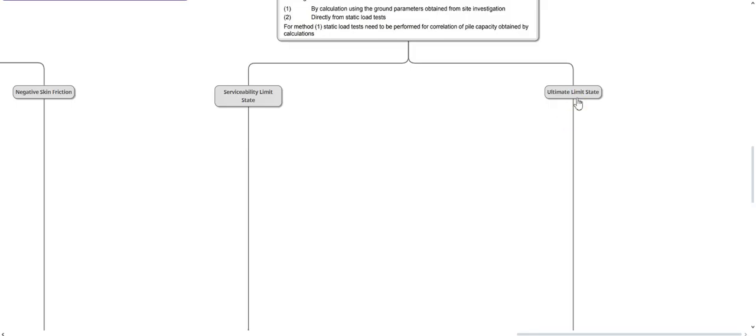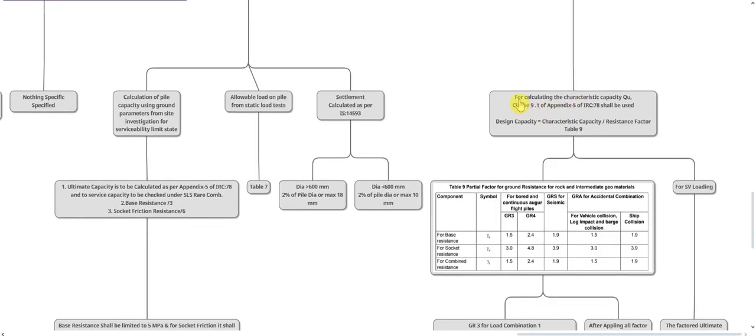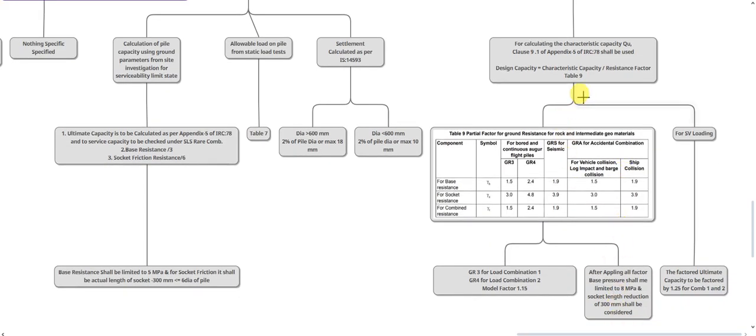Moving on to the ultimate limit state, it says for calculation of the characteristic capacity QU, clause 9.1 of Appendix 5 of IRC 78 shall be used, and the design resistance or the design capacity is equal to the characteristic capacity divided by the resistance factor. The resistance factor is given in table 9. There are again three factors: gamma B, gamma S, and gamma T. Gamma B is for base, gamma S is for socket resistance, and gamma T is total.